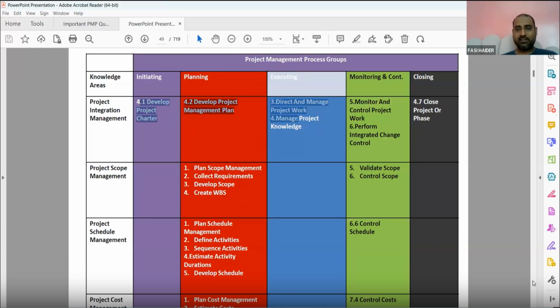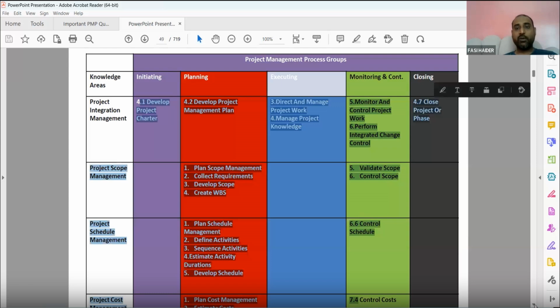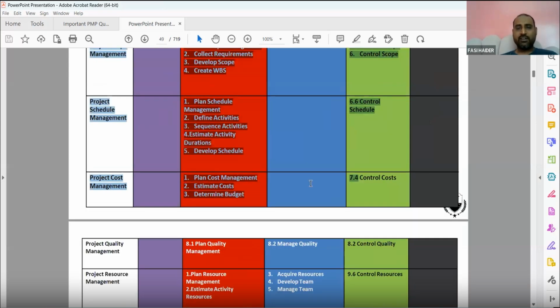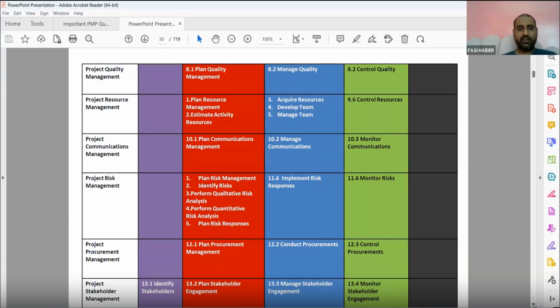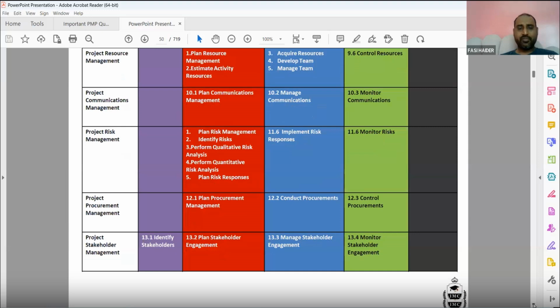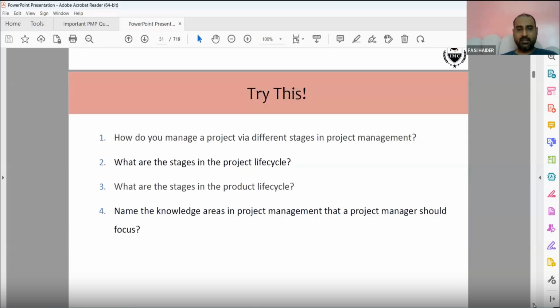So it is like a fast revision of whatever we have studied in theory. And from the wording, you can easily identify. If a question asks to identify risk, you know it can be identified in the planning phase; you start identifying the risk and everything. So this is the thing.